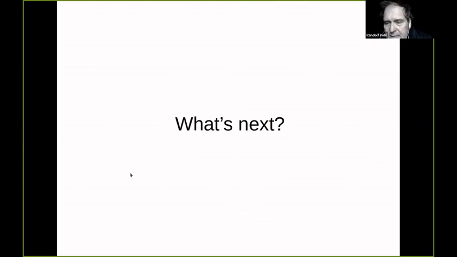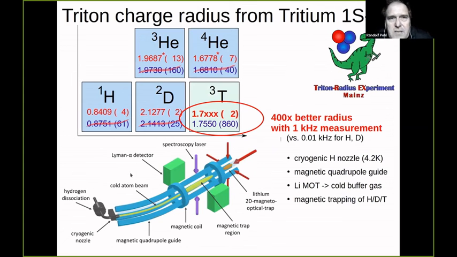Okay, what next? So if you look at this chart of the nuclear charge radii, you see that the triton has a not so favorable uncertainty here. And we think we can ultimately do this a factor of 400 better if we get to a 1 kilohertz measurement of the 1s-2s transition in normal hydrogen, not muonic, normal hydrogen.